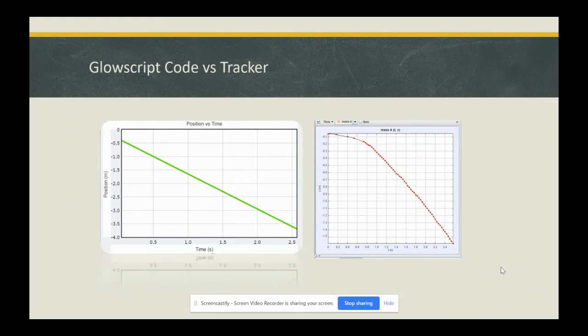Here is the comparison between the GlowScript predicted motion and the actual motion. We can see that the slope in the predicted motion is perfect, and it is not in the actual motion. It is less steep at the beginning, and that is probably due to friction and resistance, and because it is man-made, so we do not have control. We cannot have a perfect environment.